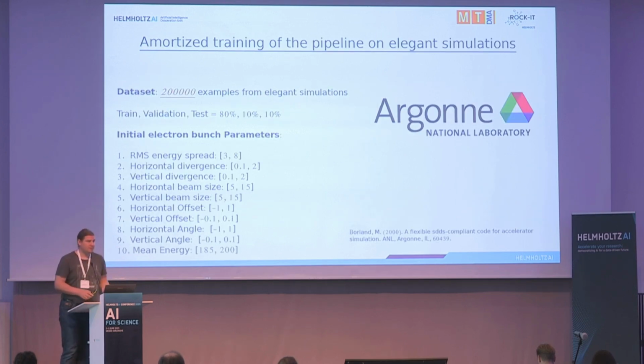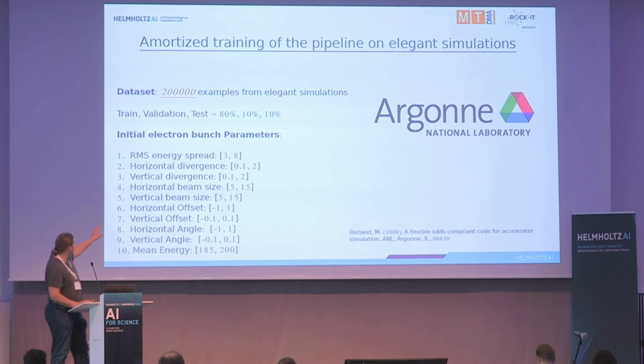The simulation part of this is handled by a code called Elegant, which is developed at Argonne National Lab, and this is basically a beamline simulation. The amortized prior is basically just training that neural density estimator using purely simulation data. It uses 200,000 examples from these Elegant simulations, which are sampled from a 10-dimensional box of these parameter intervals, in order to be able to make predictions on this interval.